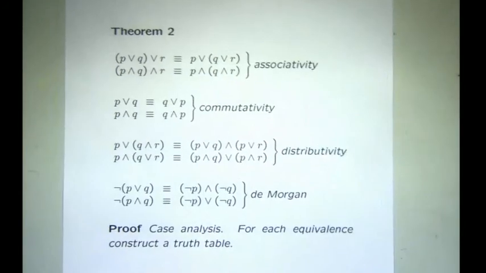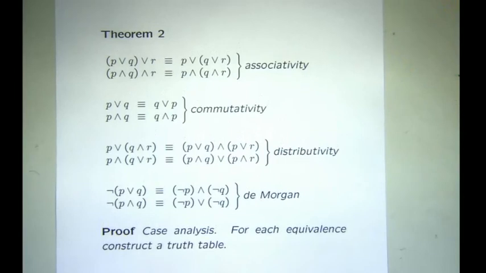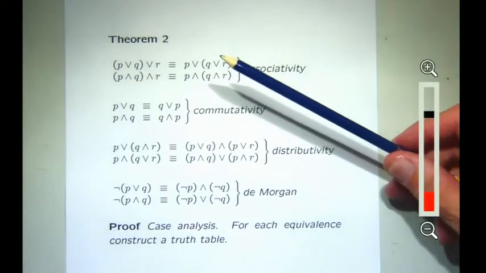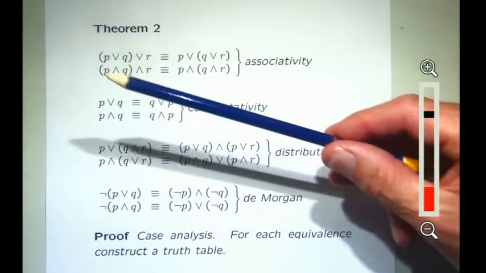We can carry on. There are some more laws. These ones involve two variables now. Associativity: we can chain either ORs or ANDs, not a mixture.